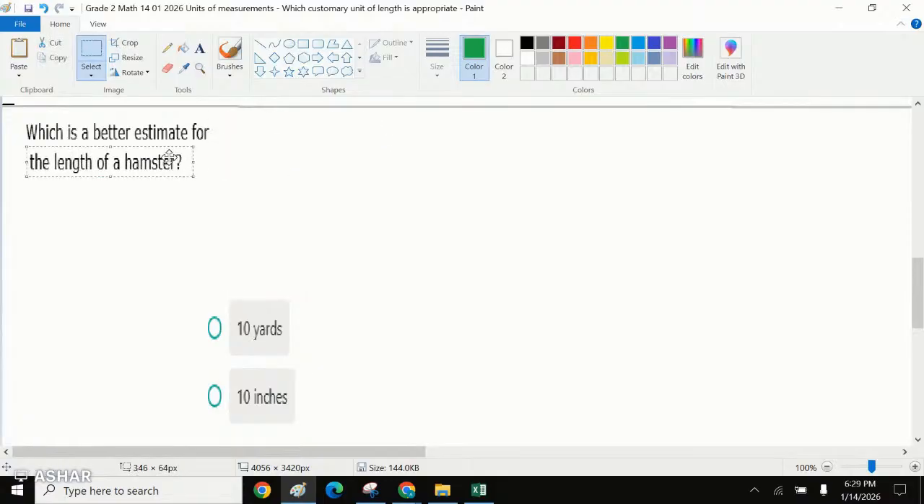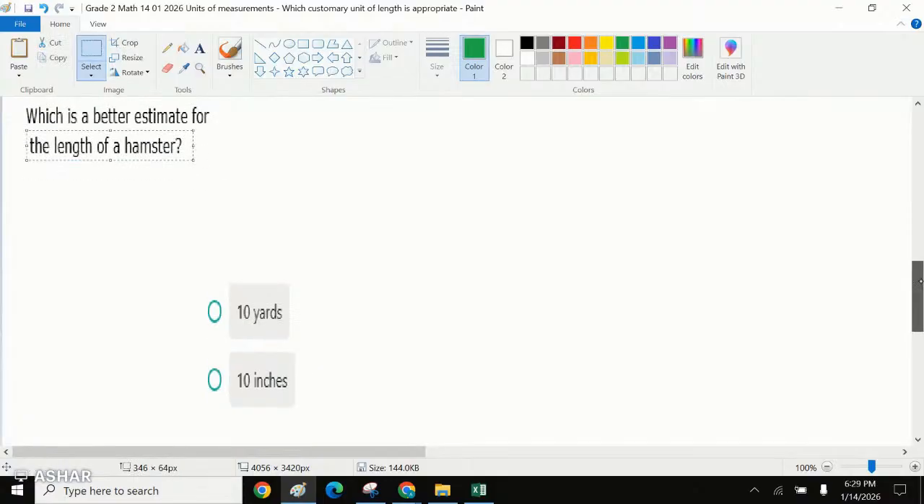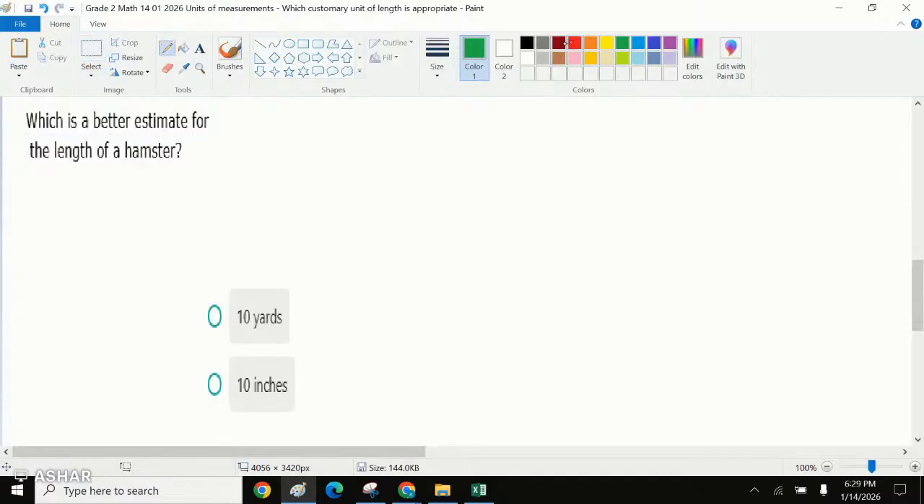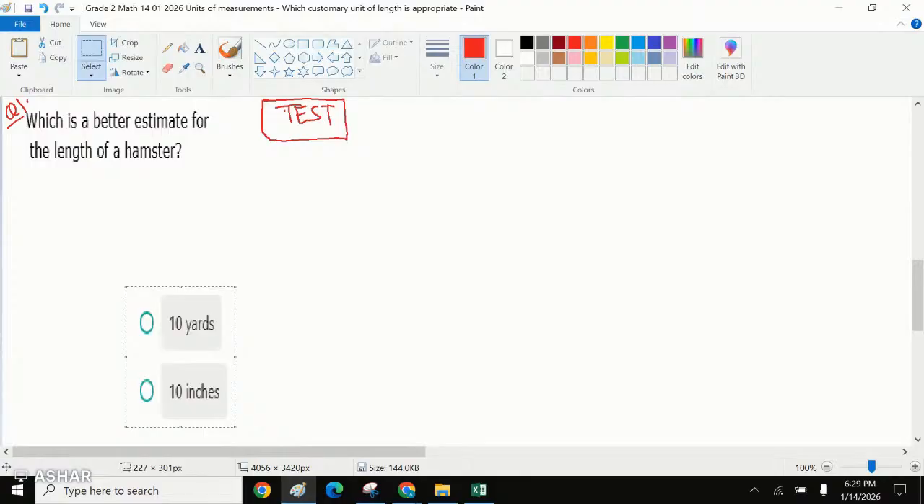Which is a better estimate for the length of a hamster? This is question number 1 from the test. You also have the test on the right hand top corner of your screen, and we can do it together also. Can you help me out with this? What should be the answer?